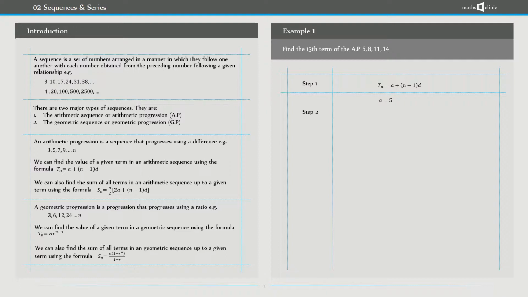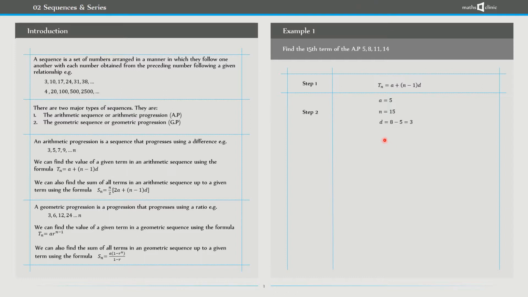So in this case, a is 5, because 5 is the first term of this progression. Then n is 15, because we've been asked to find the 15th term. And to find d, we're looking for the difference. d is 8 minus 5, which is 3, or 11 minus 8, which is also 3, or 14 minus 11, which is also 3. So that's the common difference.